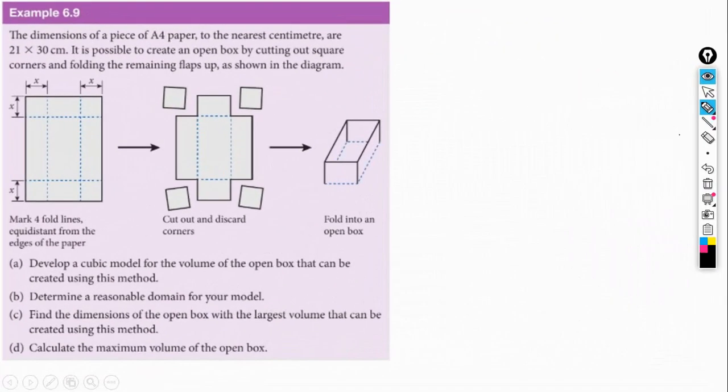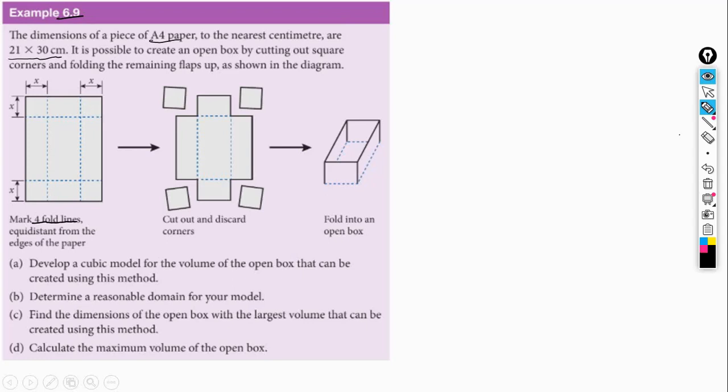So let's continue with example 6.9. And it says, the dimensions of a piece of A4 paper to the nearest centimeter are 21 times 30 centimeters. It is possible to create an open box by cutting out square corners and folding the remaining flaps up as shown in the diagram. So notice that here you mark 4 fold lines, which are the dotted lines here, equidistant from the edges of the paper. Then you cut out and discard the corners, and then you just fold up into an open box.